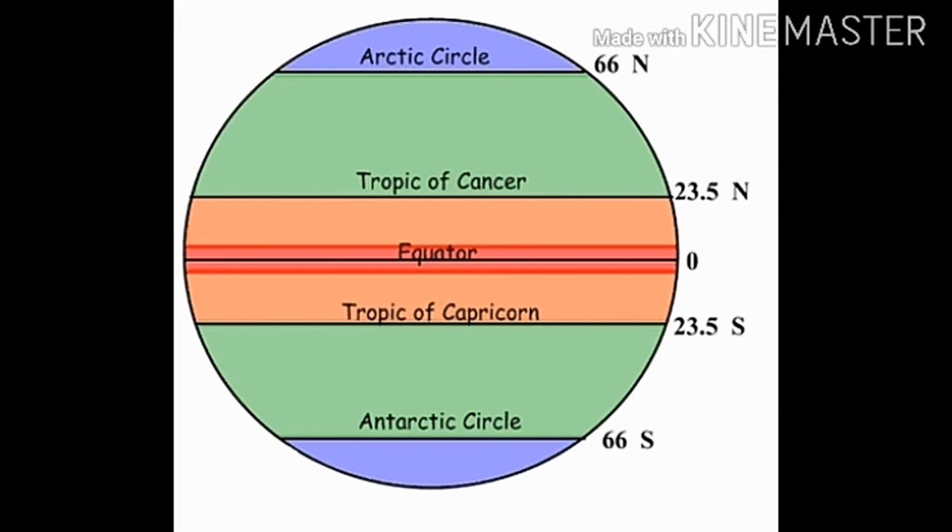So these are the various special lines of latitude. We have the Arctic Circle at 66 degrees north, the Tropic of Cancer at 23.5 degrees north, the equator at 0 degrees, the Tropic of Capricorn at 23.5 degrees south, then the Antarctic Circle.